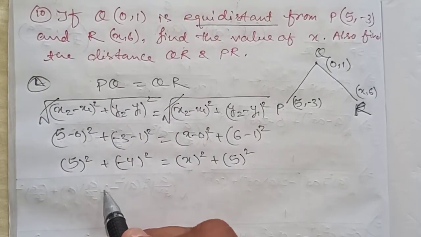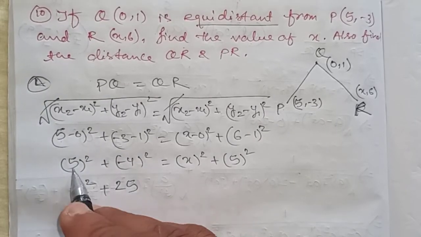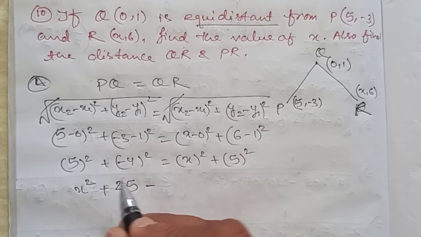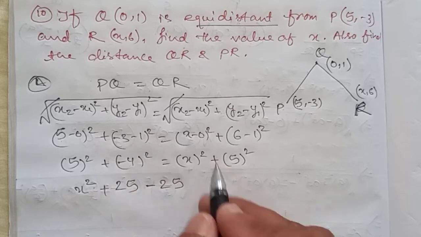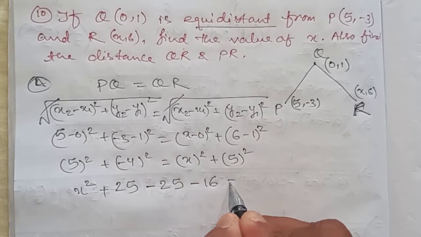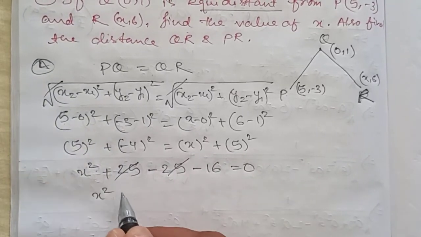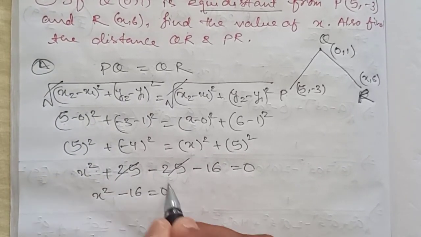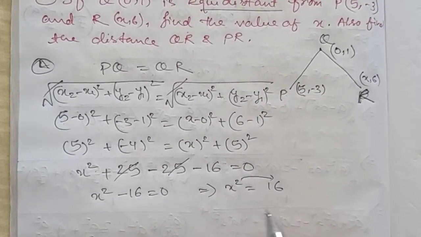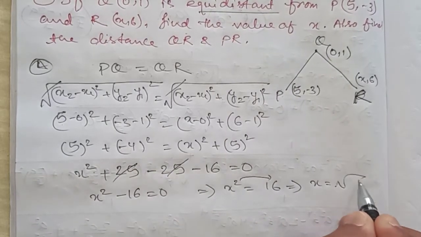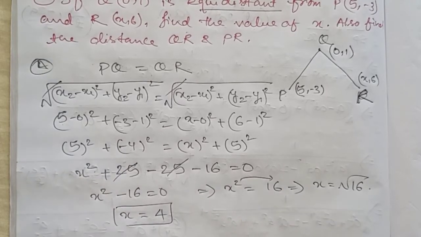Bring these two terms to this side, so we will get x square plus 5 square is 25. When we take this to this side it will become minus 5 square, which is 25, and minus minus is plus 16, and when 16 comes to this side it will become minus 16 equals to 0. Plus 25 minus 25 cancels, so we will get x square minus 16 equals 0. Bring 16 to this side, x square equals 16. Take the square root of 16, so x equals root 16, that is x equals 4. So the value of x is, we got 4.